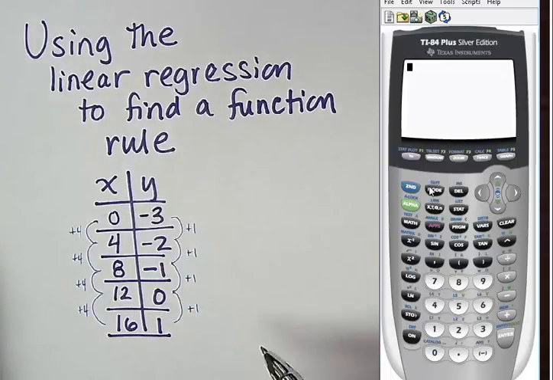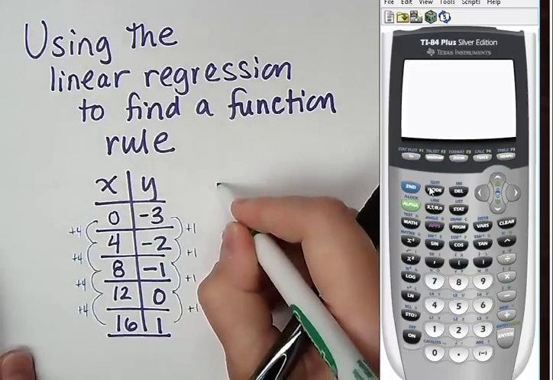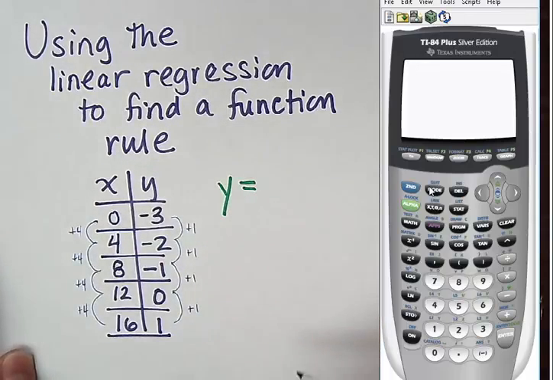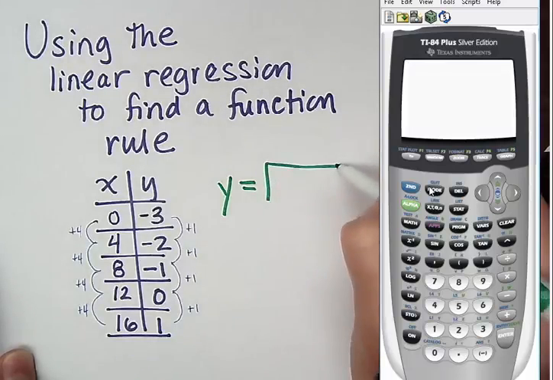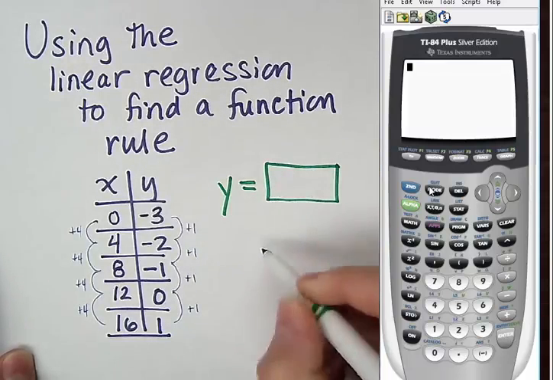Now, some of you might be able to look at this pattern and figure out the rule. The rule is going to be our y equals. So we want to know how to get out y, what's happening when we put an x value in.